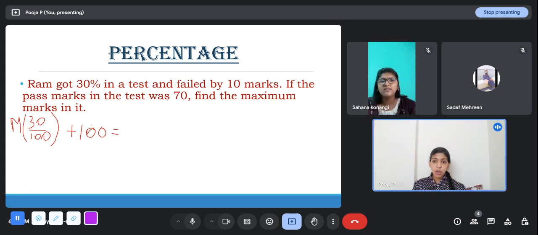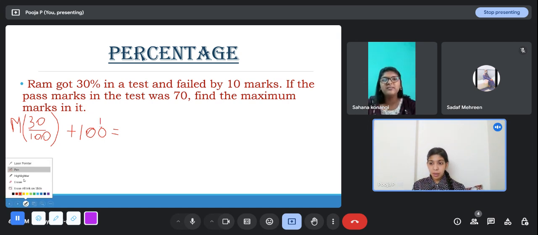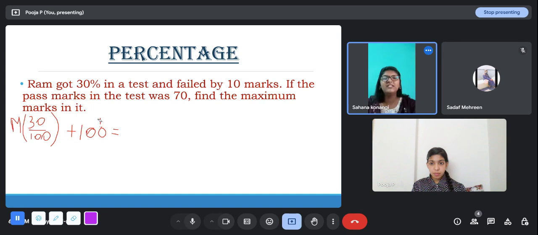So 30% of the total plus, oh sorry, I've written 100. Plus 10 is supposed to be 70. I have a doubt. Tell me. Ram got 30% in a test and failed by 10 marks only, right? If maximum marks in the test was 70, where is it given 70? Sorry, pass marks in the test is 70. He failed only by 10 marks, no, ma'am. Then 60 will be the answer.